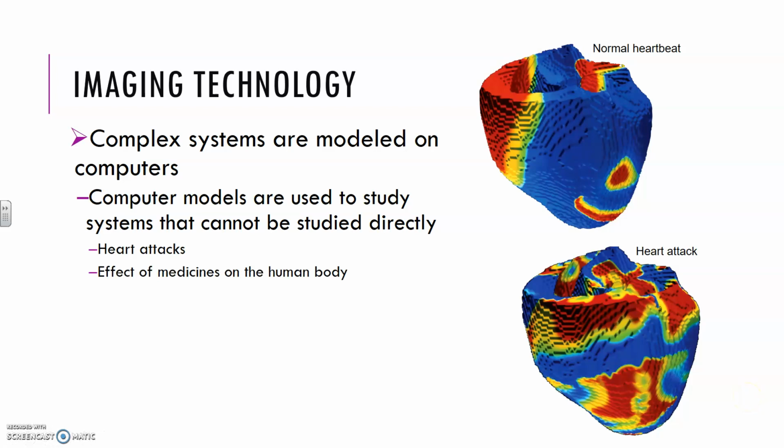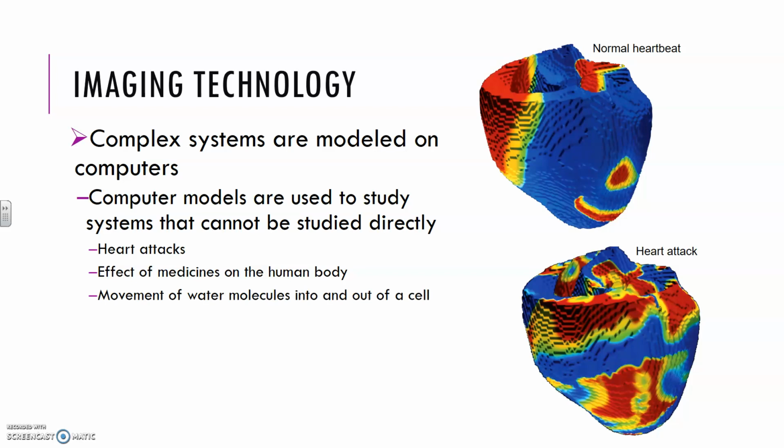You can also track the effects of medicines on the human body. Oftentimes you will see depictions of the blood flow carrying the medications around the body and then where it gets affected, and tracks basically the effect of the medications on different organs and all of this kind of stuff.